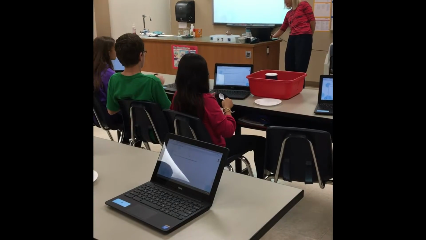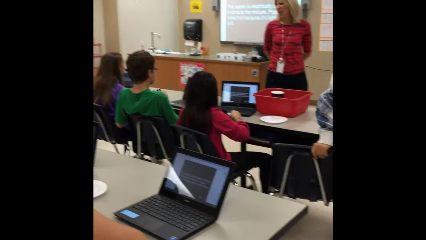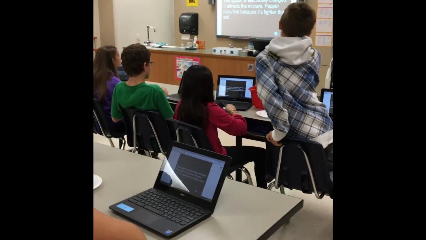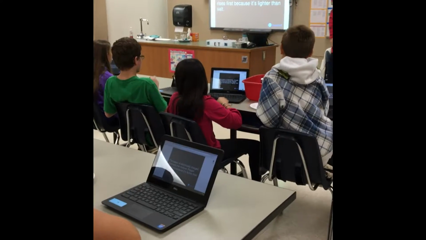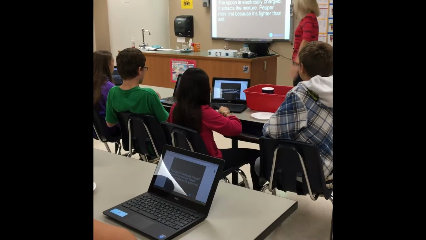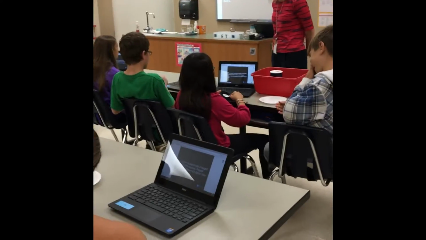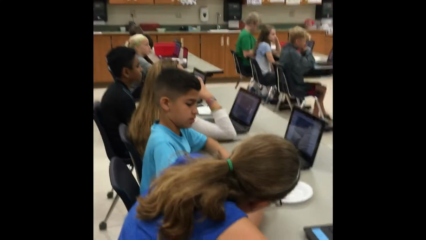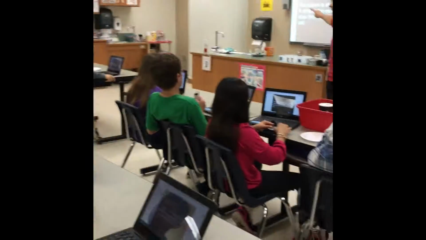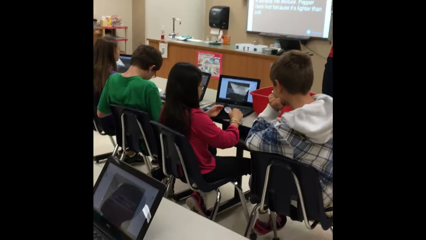All right, the next thing I'm going to show you is what actually happened. This is a simple scientific explanation for what was happening. The spoon is electrically charged, it attracts the mixture. Pepper rises first because it's lighter. Which part of that statement indicates it's an inference? What word is a key indicator that it's an inference? Katie? Because. Pepper rises first because it's lighter than salt.